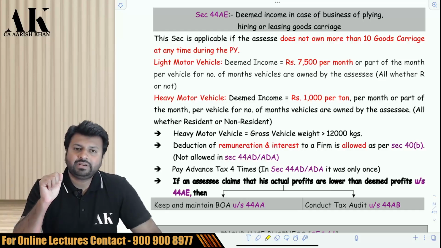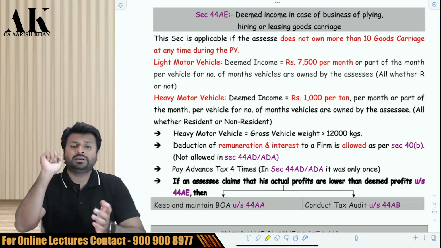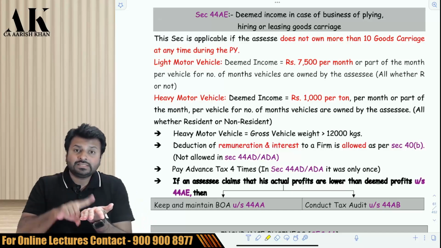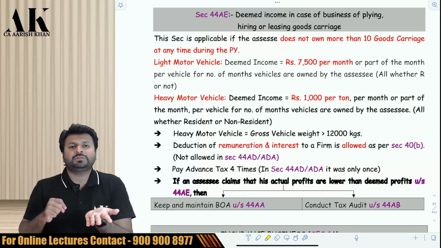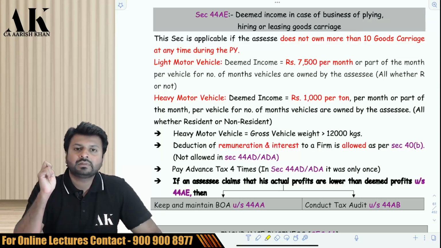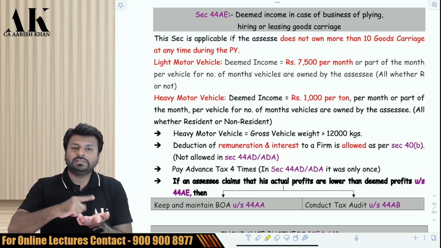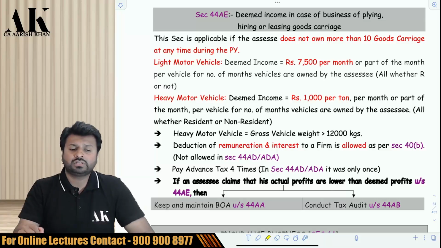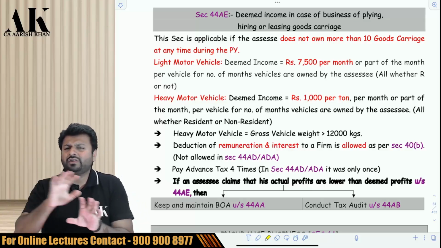Okay. Then what is the deemed income? In case of light vehicle, it is 7,500 per month or part of the month, for number of months the vehicle is owned by the assessee. And in case of heavy vehicle, it is 1,000 rupees per ton of the vehicle. If the vehicle's weight is 15 ton, then 15,000 rupees per month, per vehicle or part of the month, for number of months the vehicle is owned by the assessee. So for light vehicle, there is a standard amount of 7,500. But for heavy vehicle, there is a variable amount, 1,000 rupees per ton. The moment the ton of the vehicle will increase, the deemed income will also increase. Okay. So is this assessee, sir, allowed deduction under 28 to 44? No, nothing.